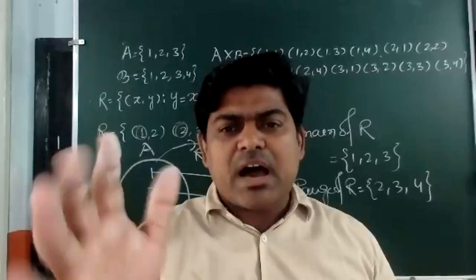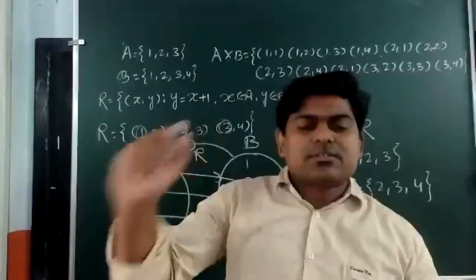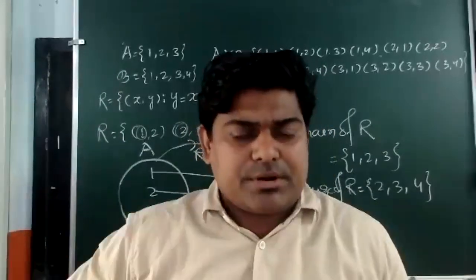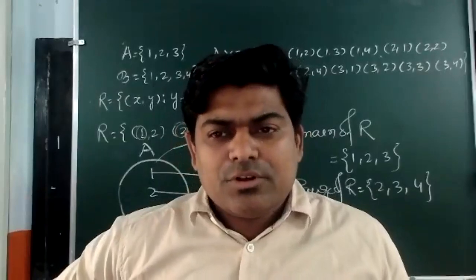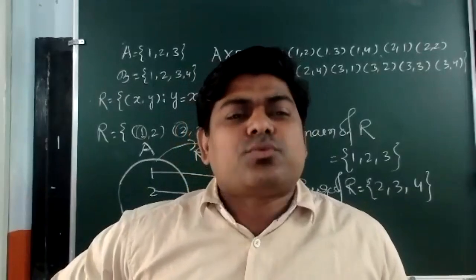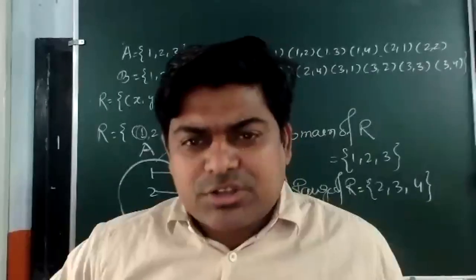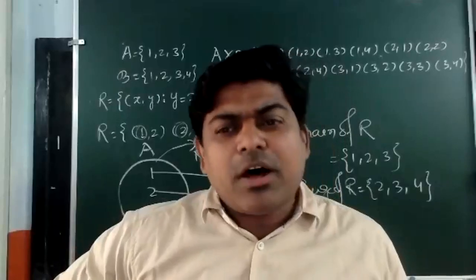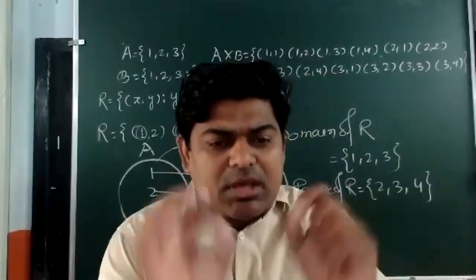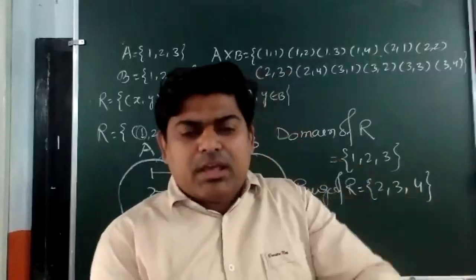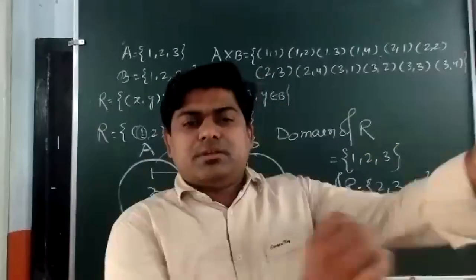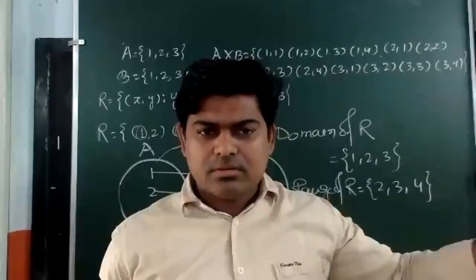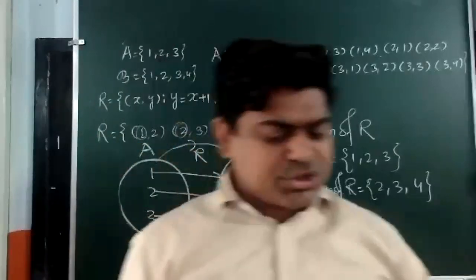Now, if a question is asked like this: if a relation is defined from A to B, then how many relations are possible there? It can be asked. So to find the number of relations, we should find the number of subsets of A cross B. And the number of subsets of A cross B is 2 to the power m into n, where m is the number of elements in A and n is the number of elements in B.